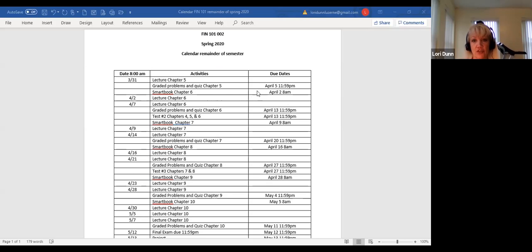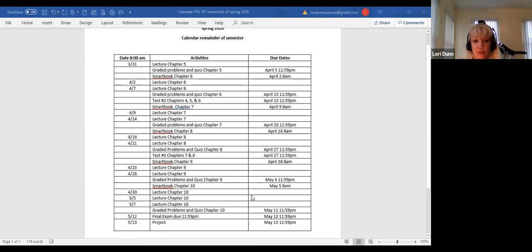Our SmartBook activity for chapter 6 will be due Thursday morning at 8 a.m., and that's already updated in Connect. Then you can see the rest of our activities here. Originally, I had planned to get through chapter 11. That's not going to happen, so we're going to stop at chapter 10. Our test 3 will be on chapters 7 and 8. And our final exam, which I should have put here, is only going to be on chapters 9 and 10, and that will be due the week of finals. I think that's Tuesday at 11:59 p.m.